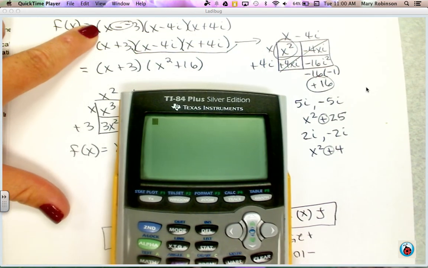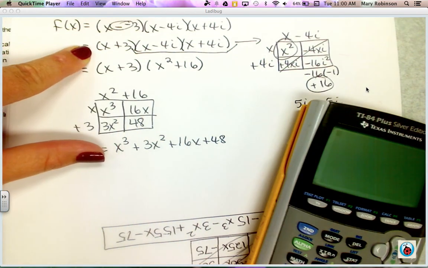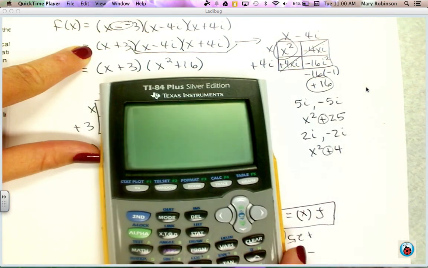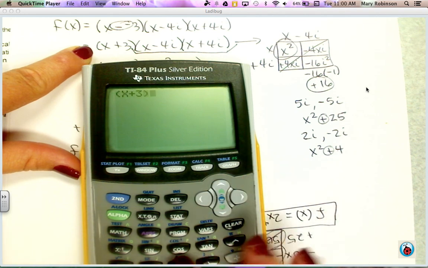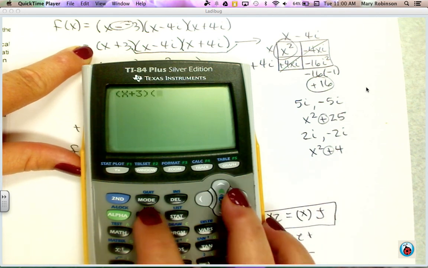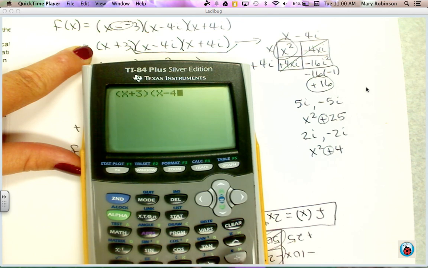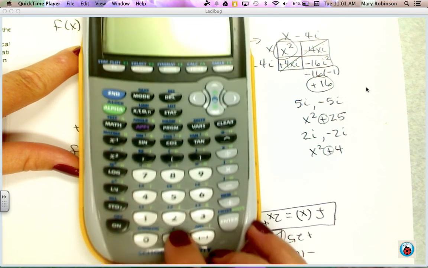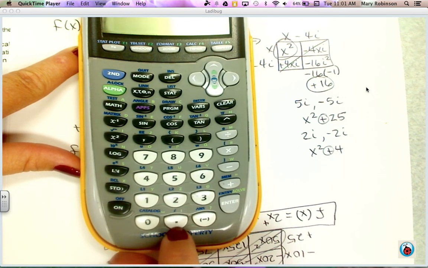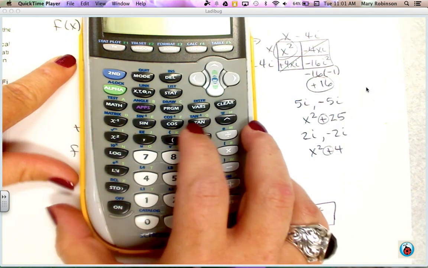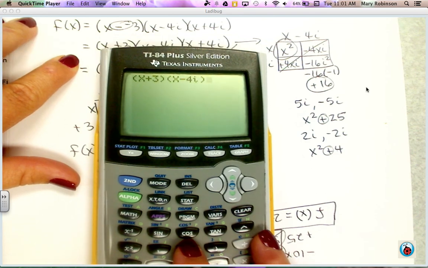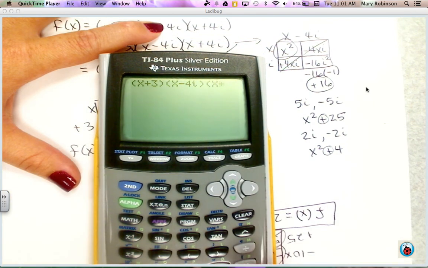We're really just trying to check to see if our factored form is equivalent to our standard form. So on our home screen, we'll type in parentheses x plus 3, that quantity, times the quantity x minus 4. And again, to access the i, we need to hit the second button and then the decimal. So second i. Okay, so see how we have x minus 4i times x plus 4i. And we're going to hit enter.